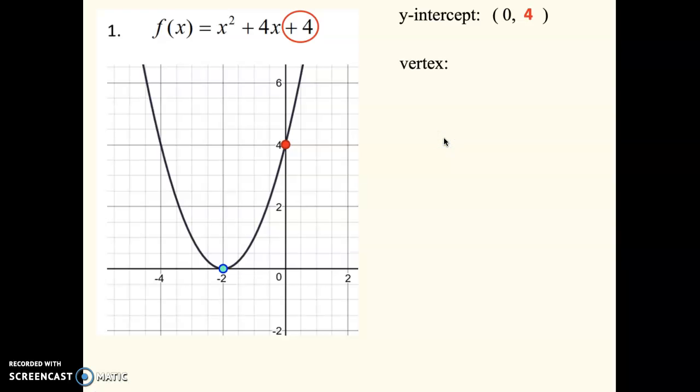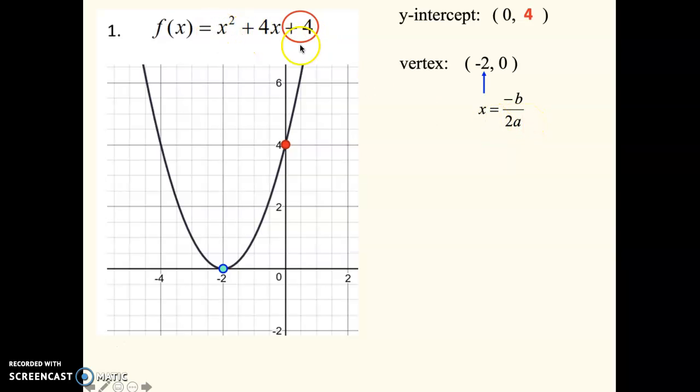Looking at the graph, since they gave it to us, I know my vertex is right here at (-2, 0). I want to show you mathematically how you can come up with the vertex so that you can graph it yourself. See the x-coordinate of the vertex, the -2? There's this little tiny formula that will help you find the x-coordinate of your vertex. It says x equals the opposite of b over 2a.